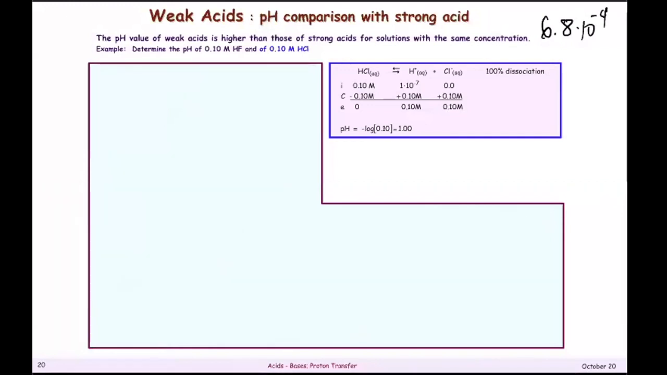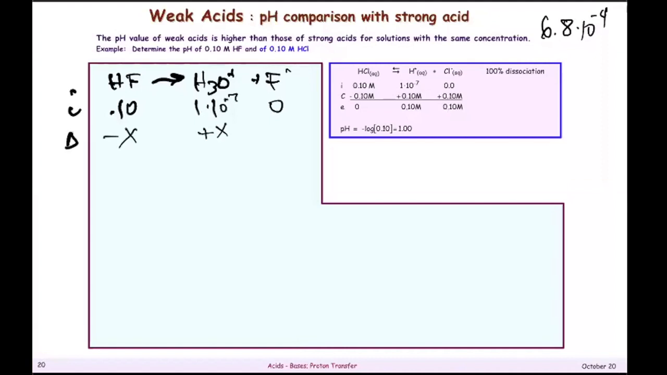Now, let me go back because I want to show you how to work this out. And the way you work this out is the following. Okay. First, you write down your reaction, and you don't even need to put water in there. You know it's going to form hydronium and F minus. And as I said, the concentration of this is 0.10. This is 1 times 10 to the minus 7. This is 0. That's the initial line. The change will be minus X plus X plus X. And the equilibrium is 0.10 minus X. We can ignore that. I'm just going to put X there and X here.